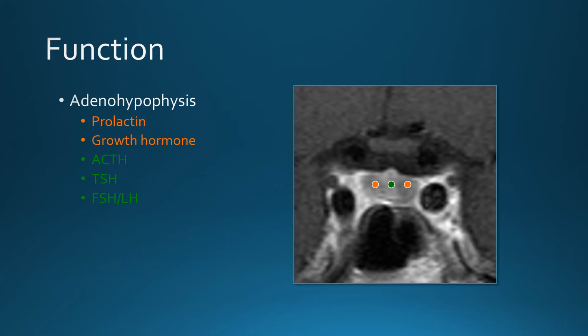So function, the adenohypophysis produces these 5 hormones. Prolactin and growth hormone I have in orange, and that's because the cells that produce the prolactin and growth hormone are located more laterally within the pituitary gland, so I have those on the sides. The cells that produce ACTH tend to be more centrally. So when you see a prolactinoma or growth hormone producing adenoma, they tend to be in the lateral aspect of the pituitary, whereas the Cushing's adenomas tend to be more in the middle.